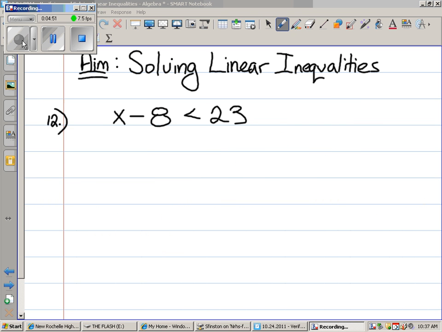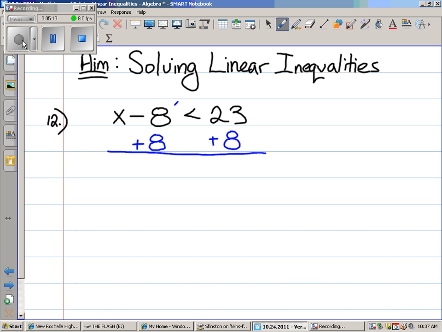So now we're up to solving inequalities, right? Solving them. You don't know what the answers are. We're trying to find all the possible ones. If there was an equal sign, what would you do? Yeah, let's add 8 to each side. Let's try and get that x by itself. Good job. So we got x is less than 31. And let's write that down in words. X is less than 31.